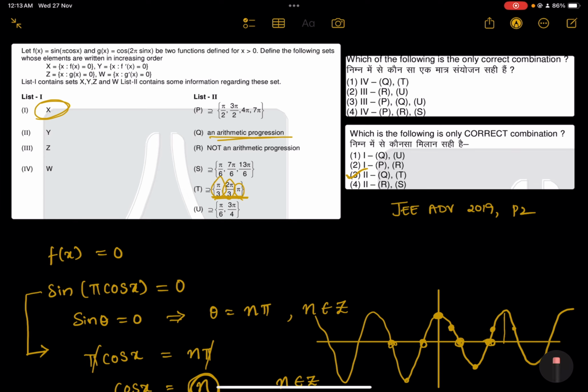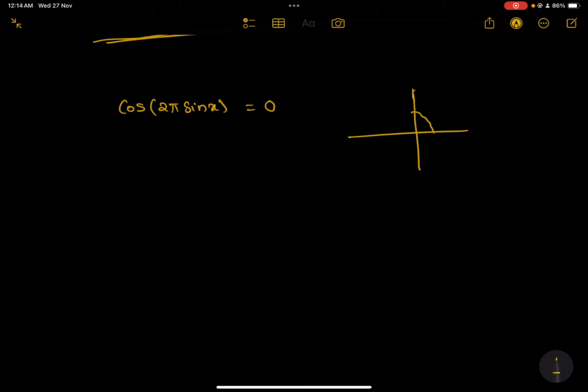Now let us go ahead and solve option 3. What is option 3? It is z. z is g of x equal to 0. g of x is cos(2π sin x). So cos(2π sin x) is equal to 0. When is cos x 0? If you see the graph, cos x is 0 at π/2, 3π/2, 5π/2. So cos θ is 0 when θ is equal to (2n+1)π/2, and n is an integer.